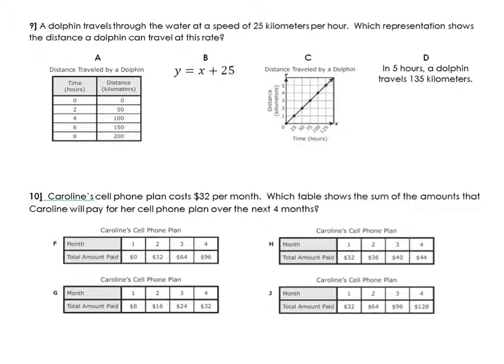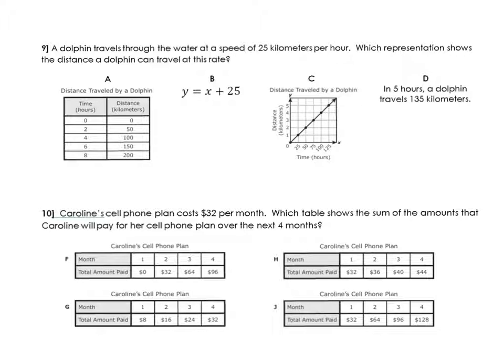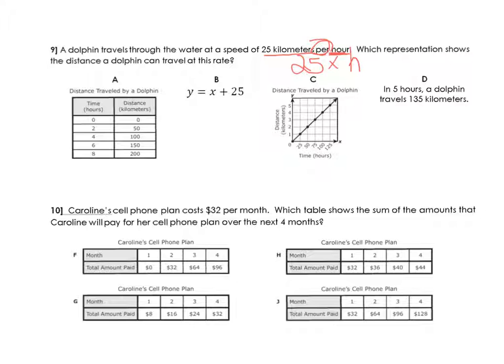So they're telling me, let me slide this down a little bit. So they're telling me that he's going at a rate of 25 kilometers per hour. So I should be multiplying 25 times the number of hours. Okay, so I'm looking for that in each situation. Is it multiplying by 25?